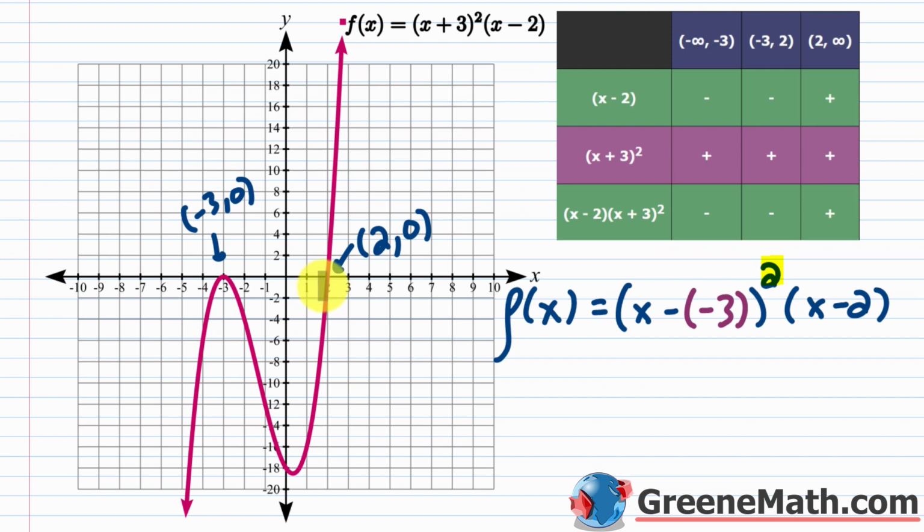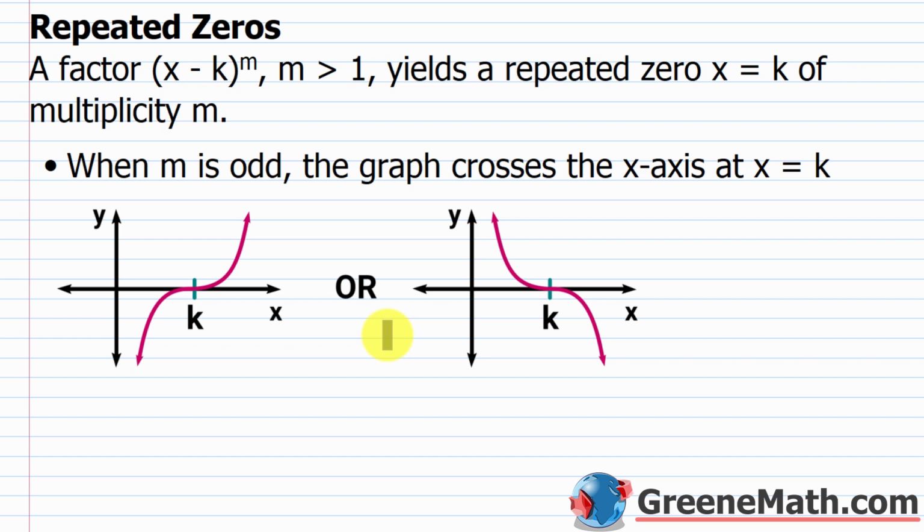So looking at this, here the 0 is 2. Again, you have that x-intercept that's 2, 0. Notice it just crosses straight through. It does not flatten out in any way, shape, or form. Now let me show you this, which is just what we expect when we have repeated zeros.